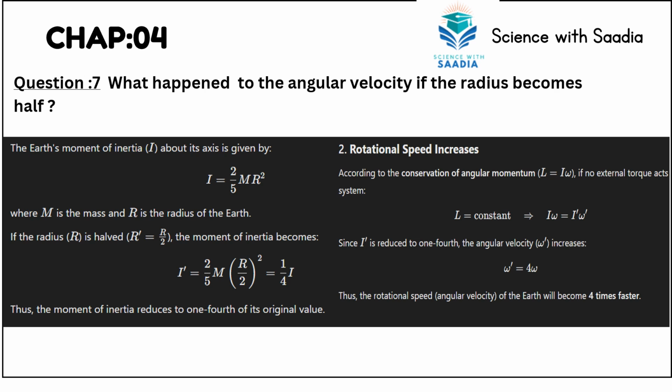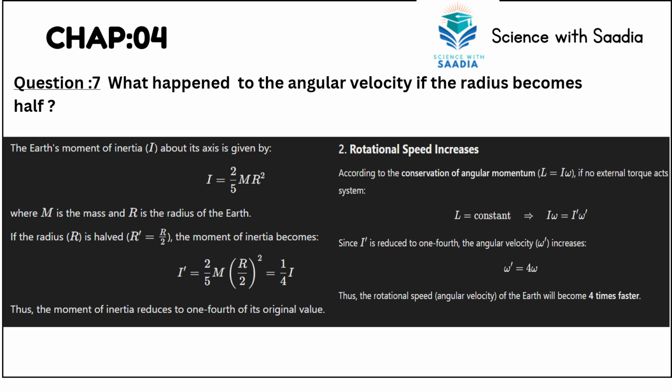Here r becomes half, so putting the value of r as r/2, inertia becomes 1/4. Since r is squared, the factor 1/4 comes out, and what remains inside is inertia again. So I bar is equal to 1/4 I. So the moment of inertia reduces to 1/4 of its value.